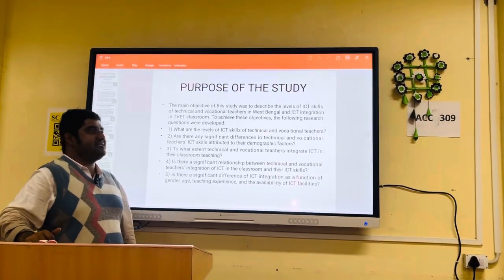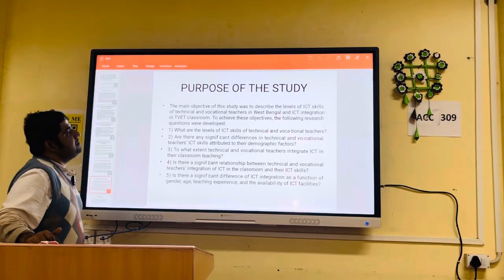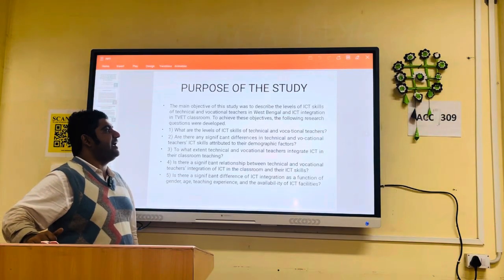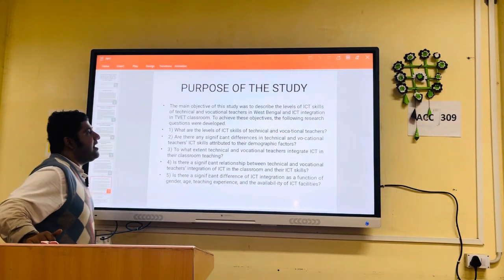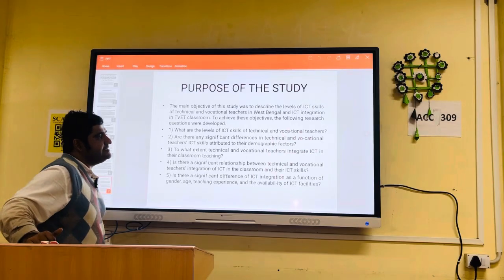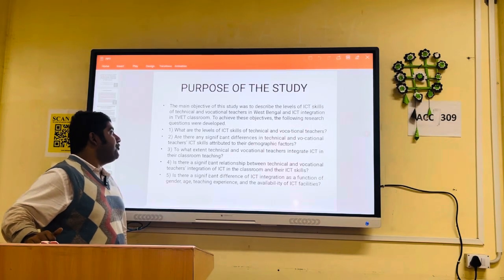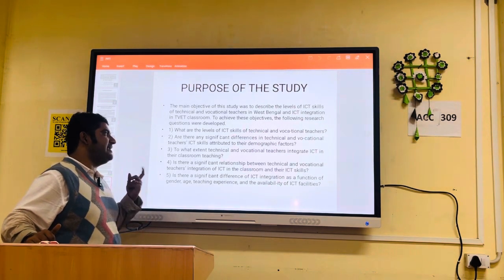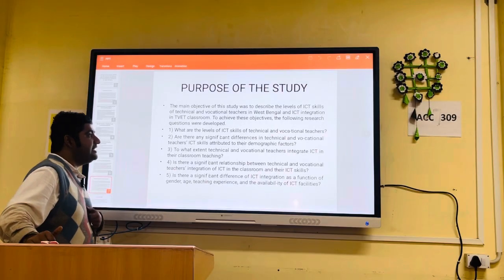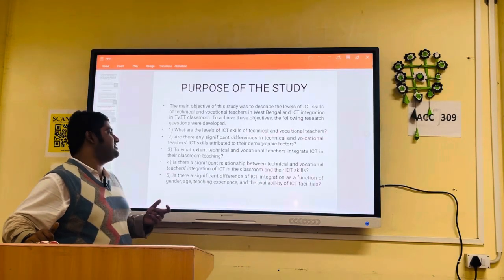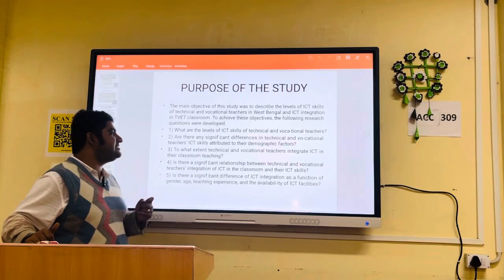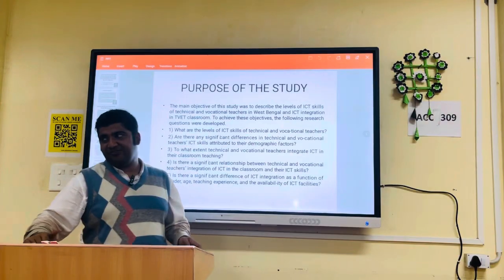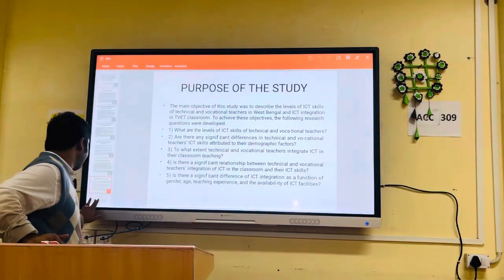The purpose of the study. My study is mainly conducted to find out the level of ICT skills of technical and vocational teachers. Are there any significant differences in technical and vocational teachers? To what extent has classroom teaching been integrated with ICT by technical and vocational education teachers? Is there a significant relationship? And finally, what is the function of ICT regardless of gender, age and teaching facilities?